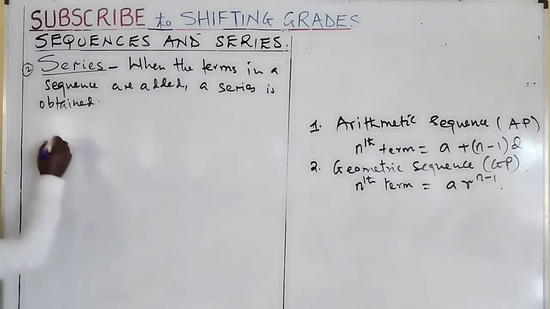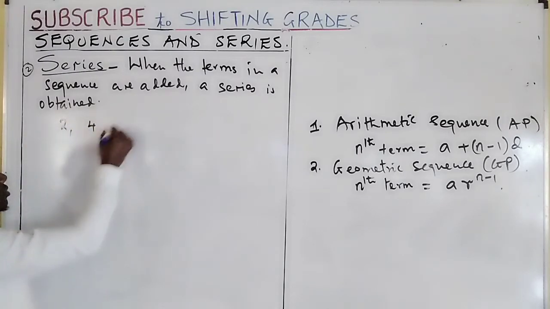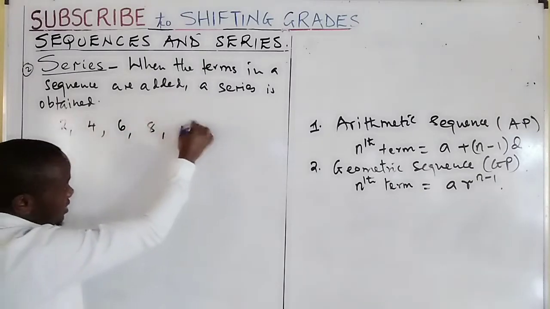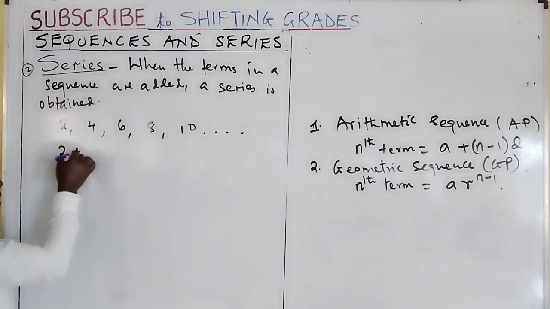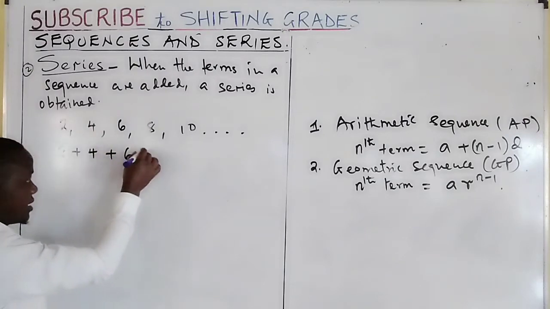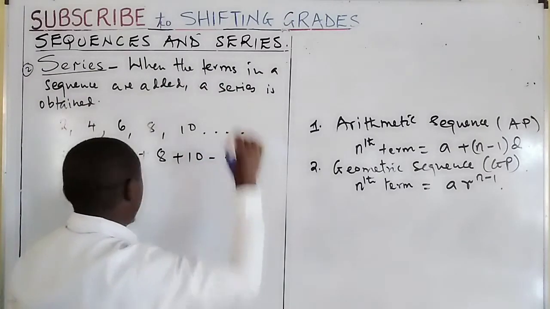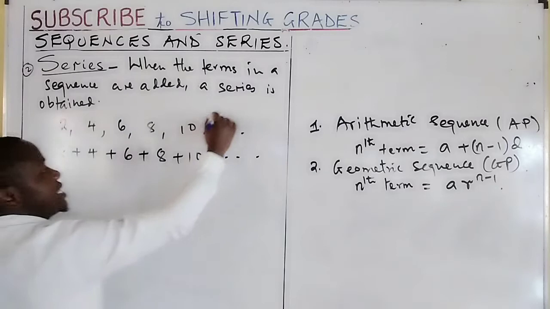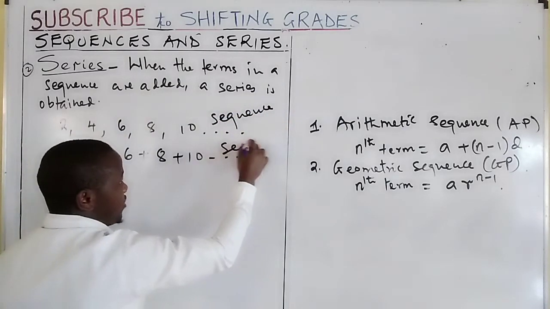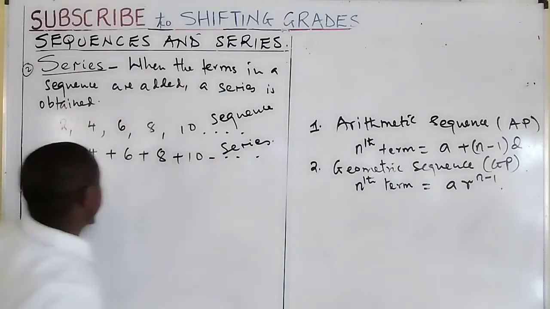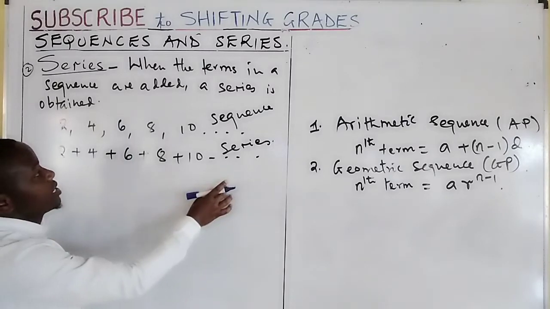So instead of having 2, 4, 6, 8, 10 continuing like that, we say 2 plus 4 plus 6 plus 8 plus 10, continued like that. Therefore, the first is a sequence, as we said yesterday. This one now is a series. When the terms in a given sequence are added up, we obtain a series.